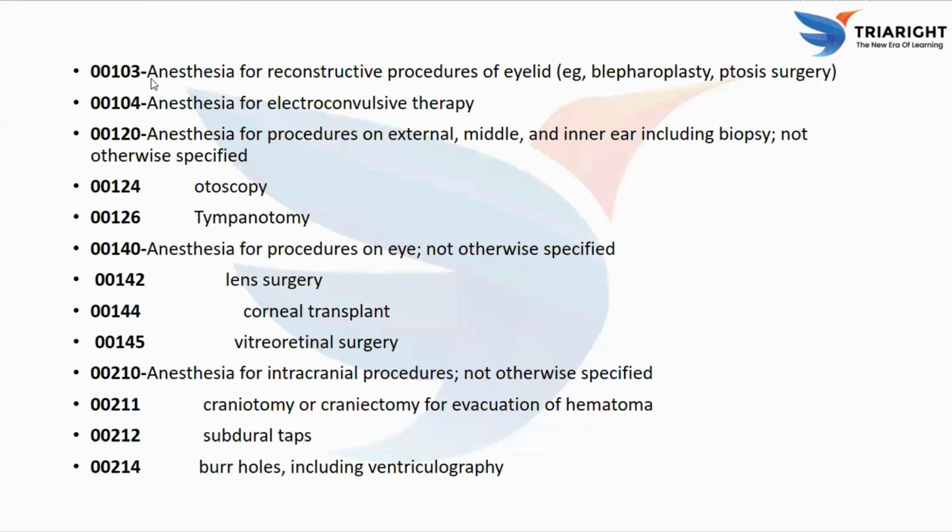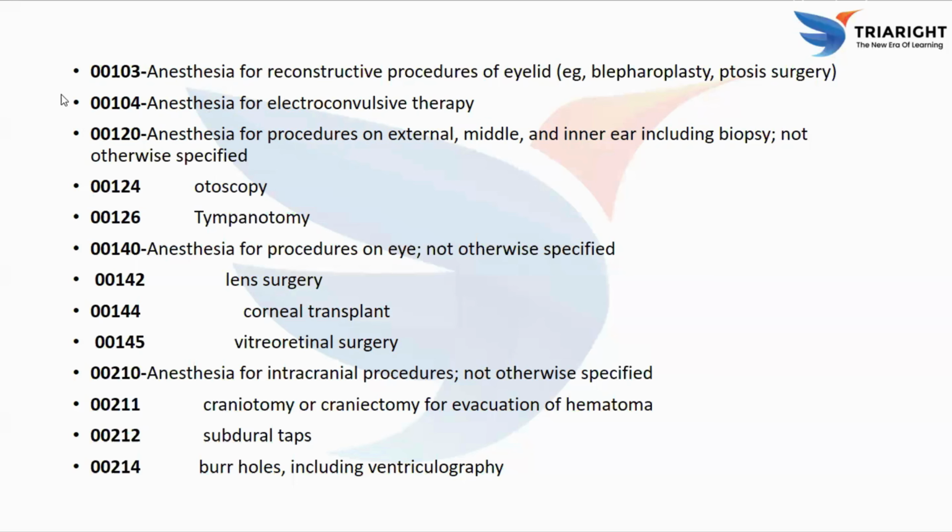Next code is 00103. This is used for blepharoplasty and ptosis repair. Blepharoplasty is nothing but eyelid surgery, and ptosis surgery is for the drooping eyelid. So anesthesia given for reconstructive eyelid procedures is the 00103 code, and 00104 is electroconvulsive therapy. So anesthesia is provided during ECT for psychiatric treatment. Even though this is not a surgery, anesthesia is still required, so it has a CPT anesthesia code.